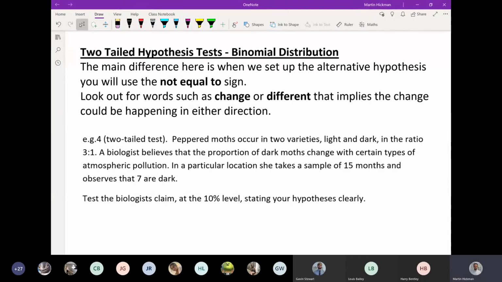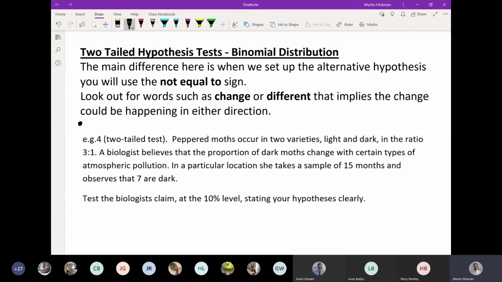We also need to remember that when we're doing a two-tailed hypothesis test, we want to look out for words such as change or different. If it says increase or decrease, then it's going to be a one-tailed test. You're only looking at the change in one direction. If it's talking about change or difference, then it's going to be a two-tailed test.